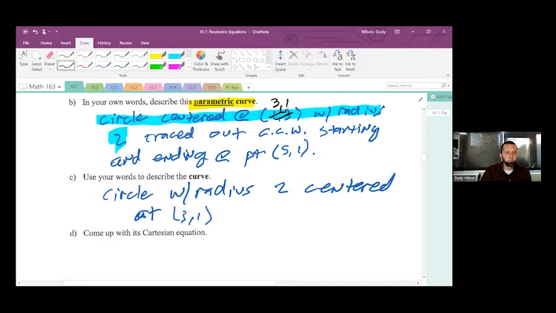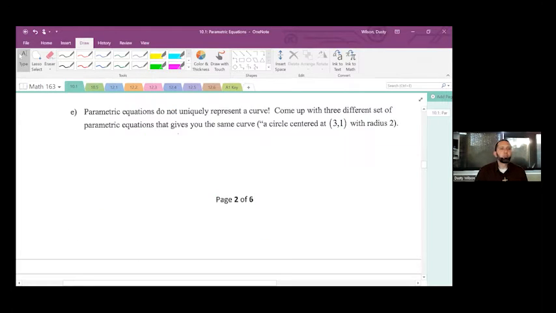My apologies. We wanted to come up with a Cartesian equation for this. We could think back to what we've done in the past. This would be x minus 3 quantity squared plus y minus 1 quantity squared equals 4. It's a circle centered at 3, 1 with a radius of 2, 2 squared being 4. So in part E, parametric equations do not uniquely represent a curve. So come up with 3 different sets of parametric equations that give you the same curve. That is a circle centered at 3, 1 with radius 2.